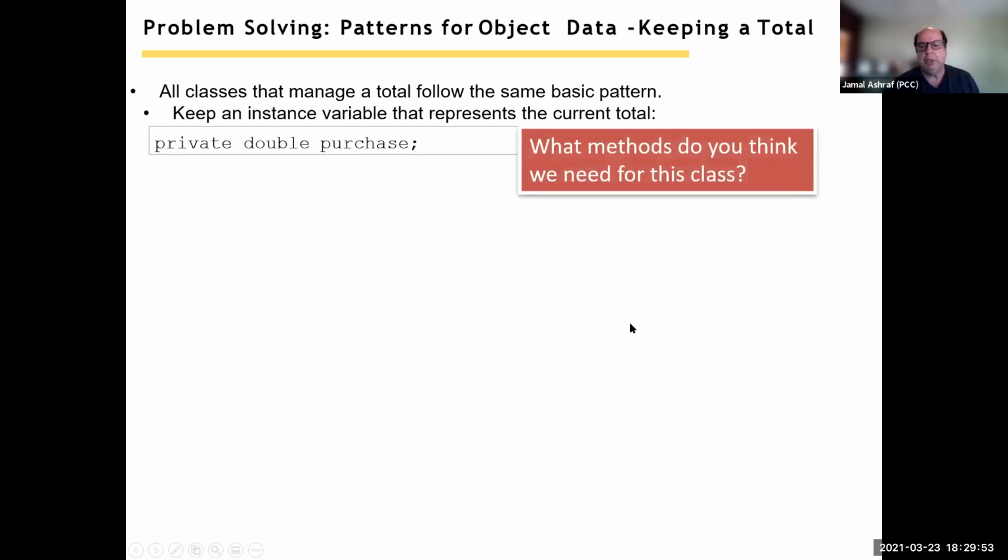Now the question is, what methods do we need to help us with this total? Now I have this private data. What methods do I need? Add. So we need to add, okay, what else? We need a getter. Get what? Get purchase amount. We need to have a way to report it. What else do we need?